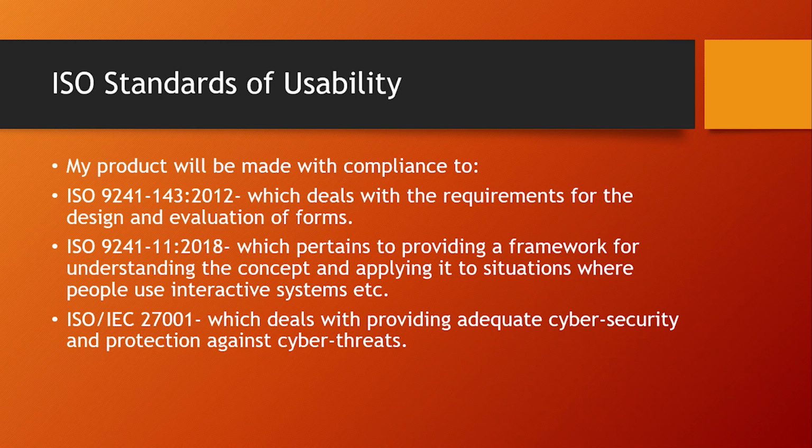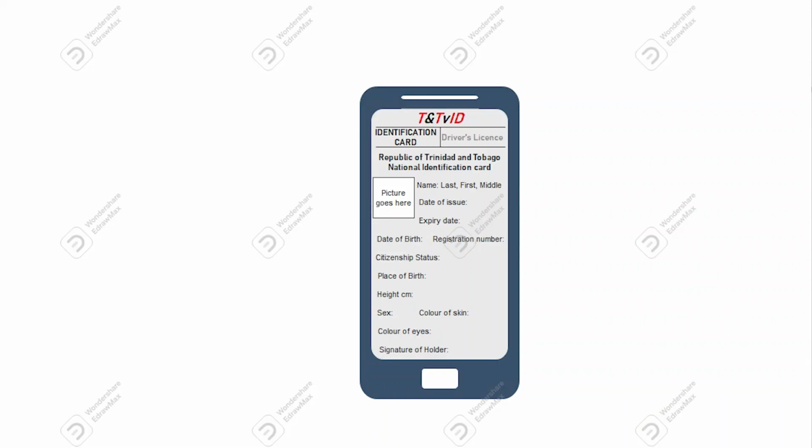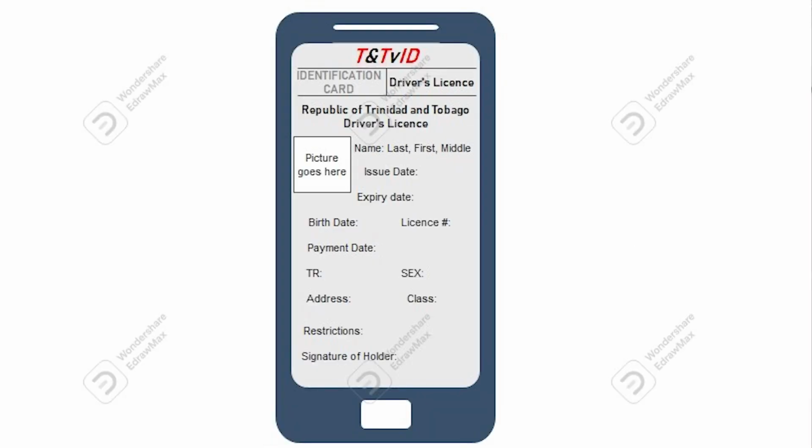These here are the ISO standards of usability that my product will be made in compliance with. According to Schneiderman's golden rule of offer informative feedback, I intend to accomplish this by having the application constantly give the user feedback on where they are at while performing a task, such as having the buttons be emboldened when the user is in its corresponding section or after they have completed performing a task.